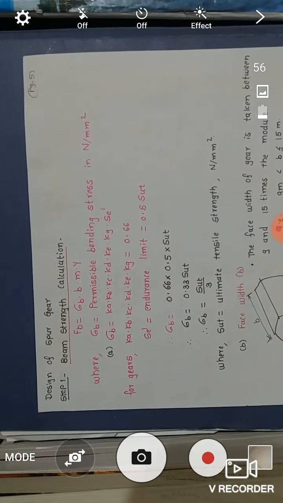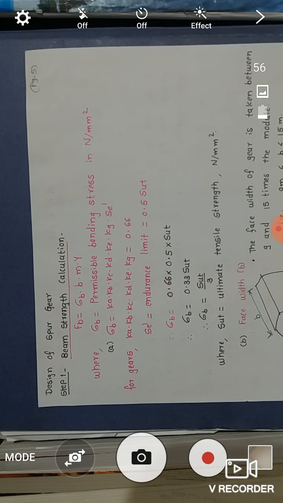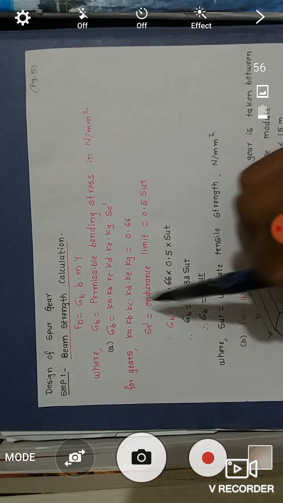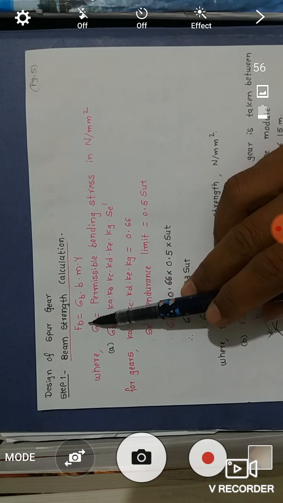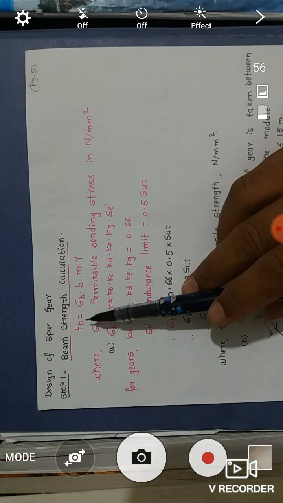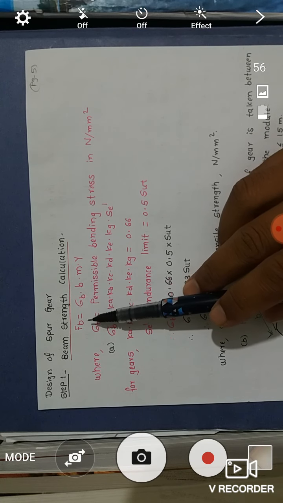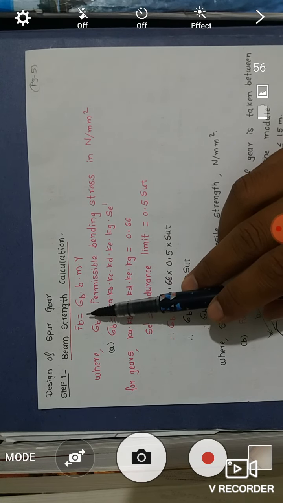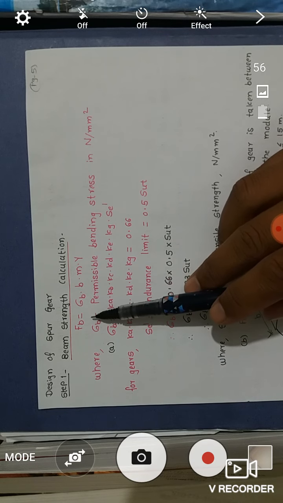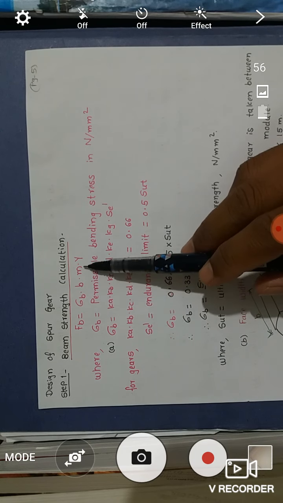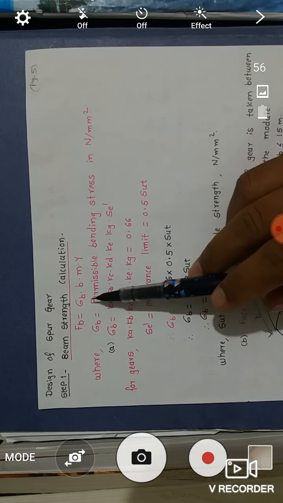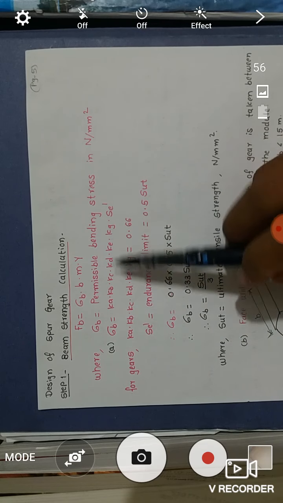If we see the next, that is the design procedure of spur gear, different steps are there. So first we start with beam strength calculation. This is step number 1. Beam strength is nothing but the maximum tangential force that acts on the gear tooth before bending failure. So Fb is equal to sigma b into b into m into y, where sigma b is the permissible bending stress in Newton per mm square.